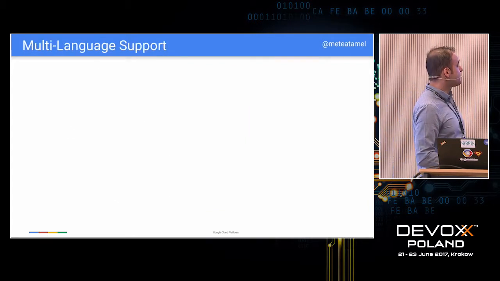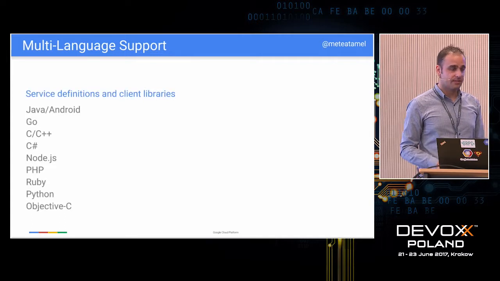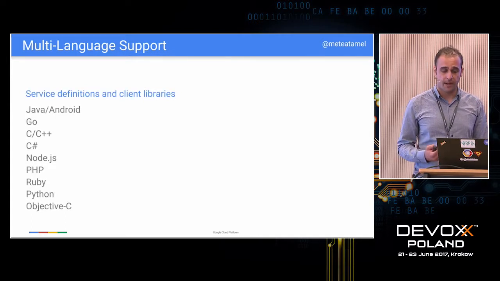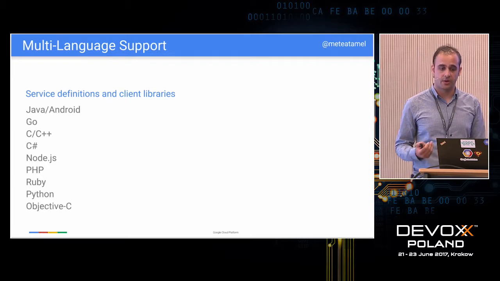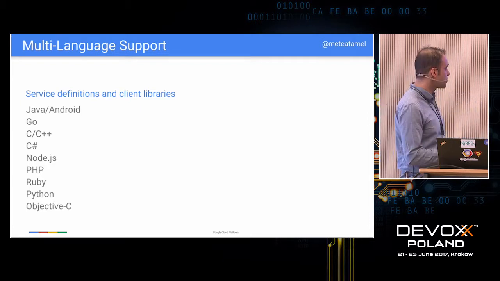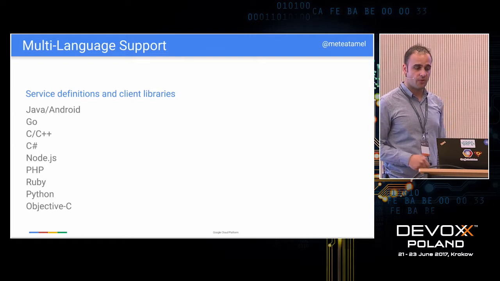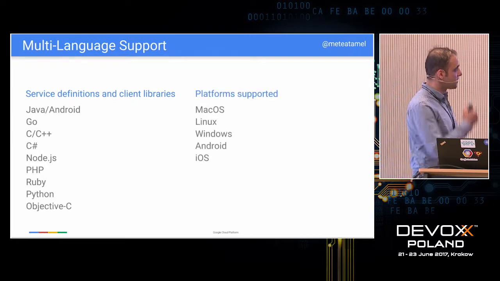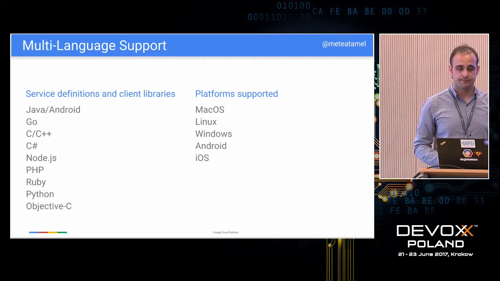And the last one is the multi-language support. gRPC is supported on all these languages, and there's more coming, I'm sure, because the community is working on it. So if there's a language that's not here, you can work on it and add it to gRPC. And these are the platforms supported, so you can run gRPC on these platforms.